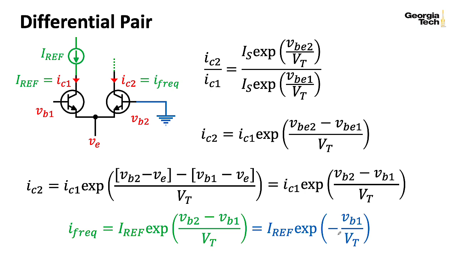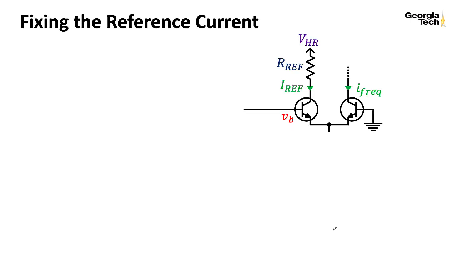Now, this is a little unsatisfying because we have a minus sign here, and we really want something that grows the current exponentially as the voltage increases, but we'll deal with that in the next slide, and you'll see why we set it up this way with the minus sign at this stage. So to fix the reference current, let's take a voltage. I'm going to call this HR for high reference. You can take this out of a voltage regulator if you wanted to build a pretty precise VCO. Quite often I see people just tying this to whatever the positive supply rail is.